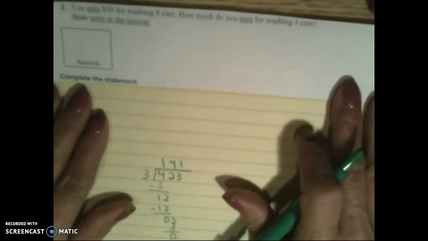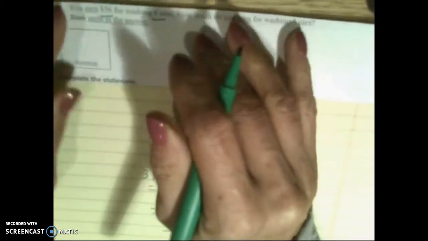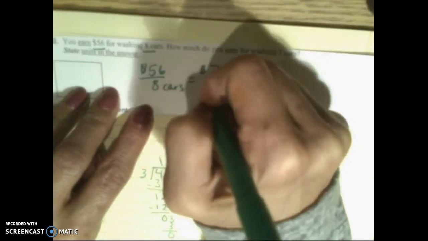Number 2 says, you earn $56 for washing 8 cars. How much do you earn for washing 3 cars? Again, this is a unit rate problem. So the first thing I want to think is, okay, I have 56 and 8. I'm going to get $56 for 8 cars. So my unit rate is just 56 divided by 8, simple mental math. And we know that you're going to get $7 for 1 car.